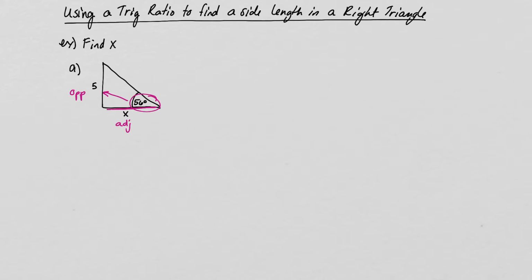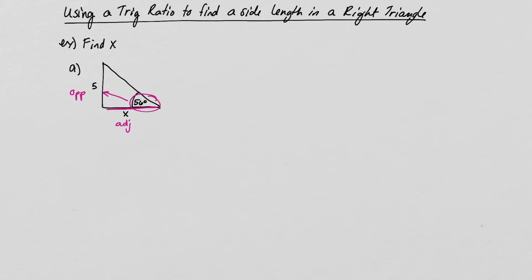If I think about which trig identity uses opposite and adjacent, there are two of them: one is the tangent and one is the cotangent. So I'm going to use the tangent. Whenever possible, I'm always going to use either the sine, the cosine, or the tangent. Also, those are the 3 buttons on your calculator, so that makes it a little bit easier in problems like this.